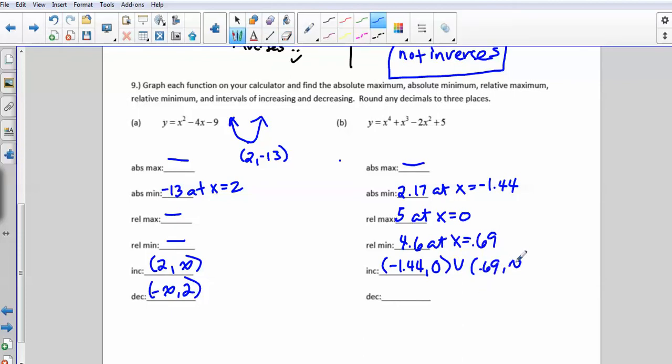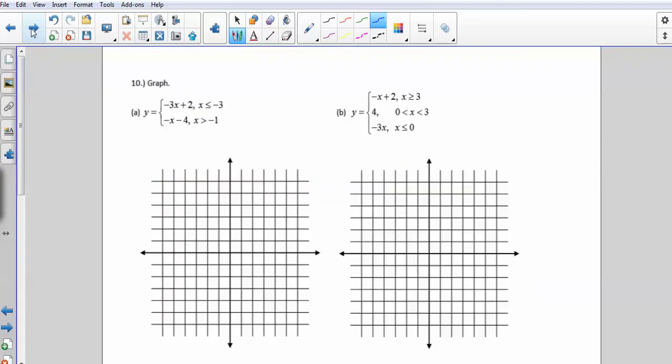Until infinity. And then you were decreasing twice. Once was from negative infinity to negative 1.44, and then again from 0 to 0.69. Okay, let's turn the page and finish this up. Alright, we have some piecewise functions here.